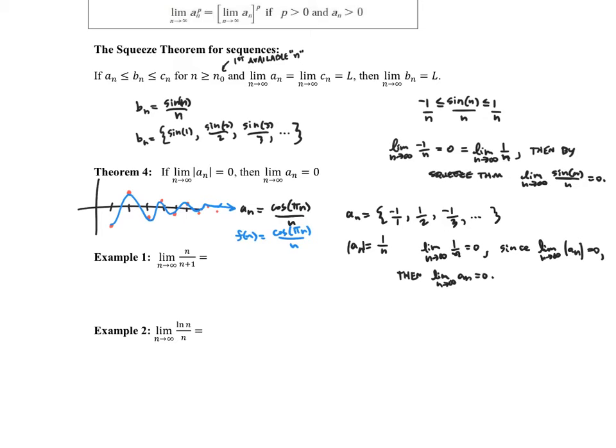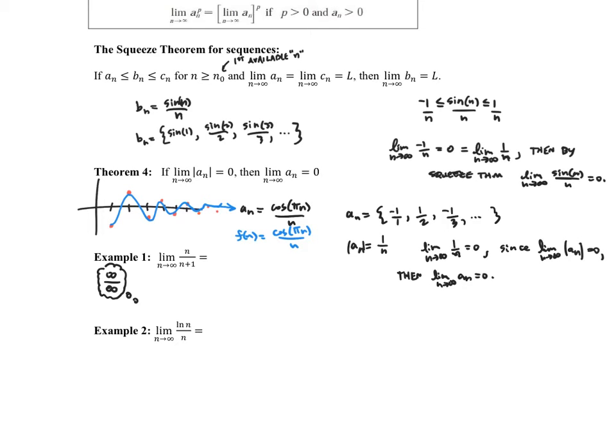So the limit as n approaches infinity of n over n plus 1. Now, if you were to just do a direct substitution, you would see an indeterminate form. And when working with limits, if you get this indeterminate form, infinity over infinity, as long as the sequence is in function notation, we can evaluate this by using L'Hopital's rule. Now, there's a couple other ways to do this.